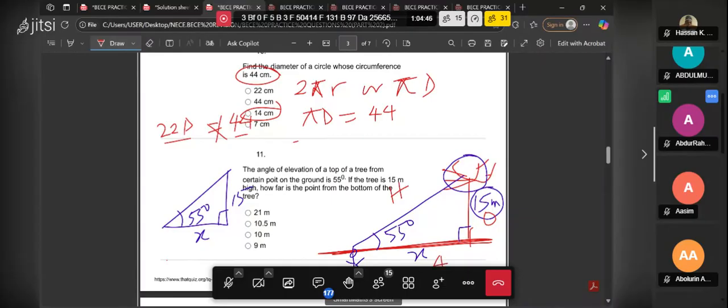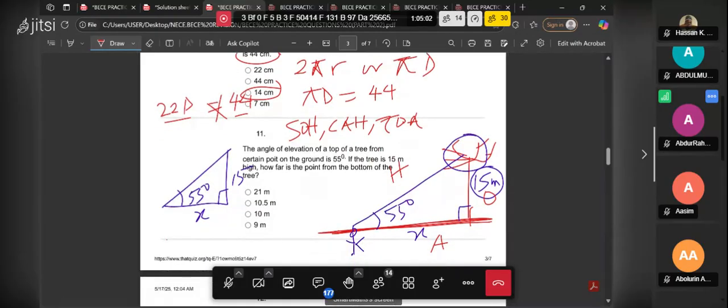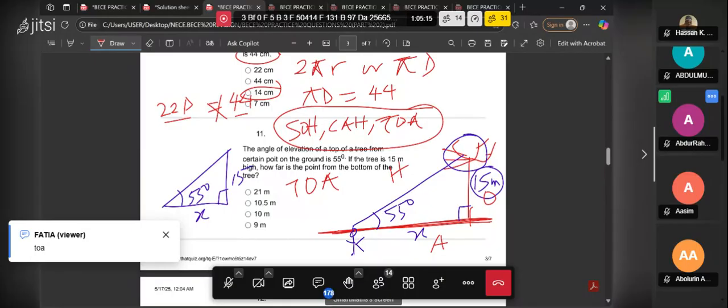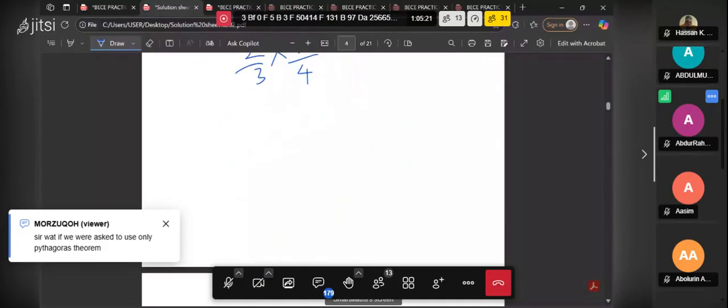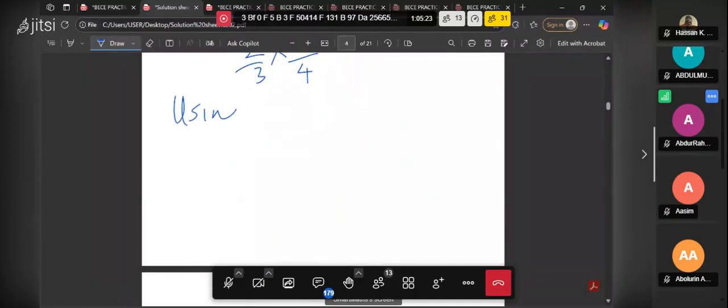Now, how do you determine if you are going to use SOH, CAH or TOA? It's very easy. Just pay attention, please. We are looking for one side. The side we are looking for is A, and we are given side O. So that is OA. Which of the SOHCAHTOA has OA? That is TOA. So that means we are making use of TOA.